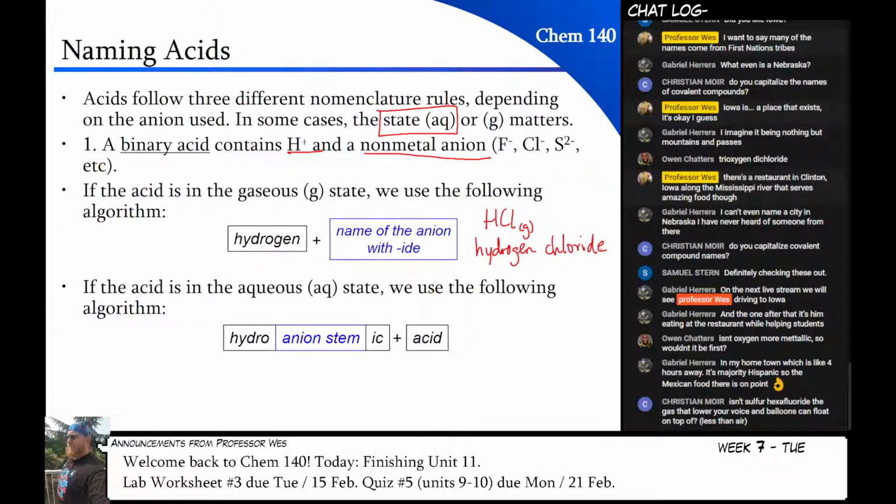The more common way that you're going to name this is to use the aqueous state. So HCl as an aqueous solution, so that is dissolved in water, not just HCl dry gas, would be hydro, whatever the stem is without ide on it, ic acid. So this is my stem. We would get rid of the ide there. And I would write hydro chlor for my stem, ic acid. And there is a space between ic and acid. There are no other spaces, though.